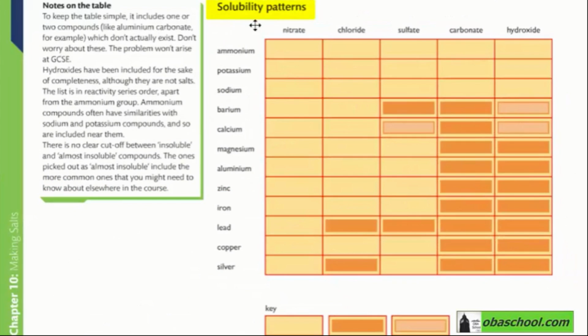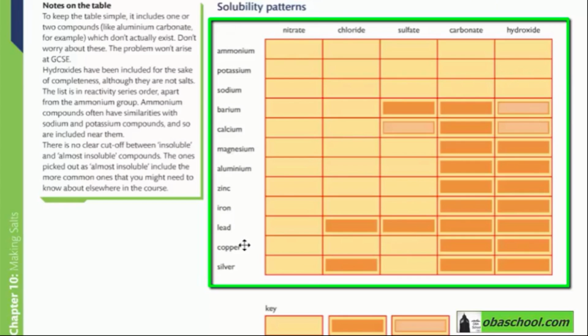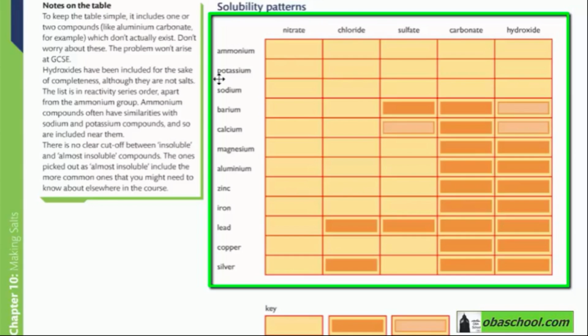Solubility patterns on page 82. In this figure, we have a big pattern. On this side, we have the metals, and on the other side, we have nitrate, chloride, sulfate, carbonate, and hydroxide. These are the types of salts. For example, ammonium nitrate is a salt. Potassium chloride, sodium sulfate, and so on. So we take two names and put them together to see if the compound is soluble or insoluble.